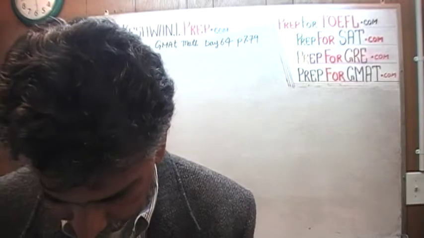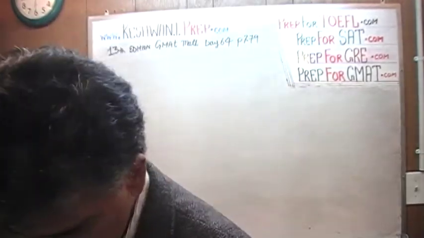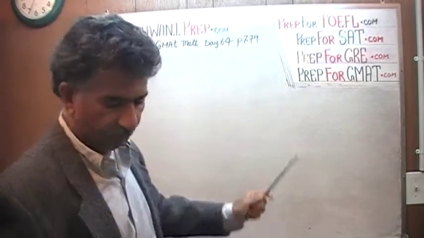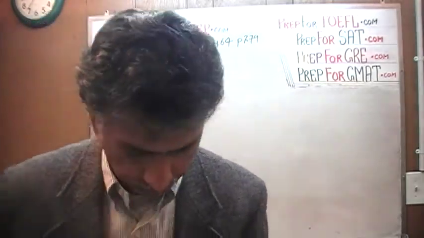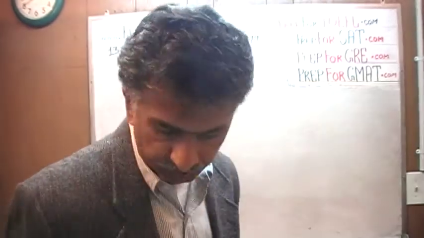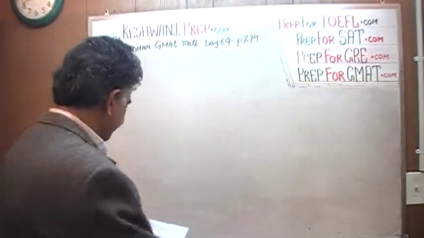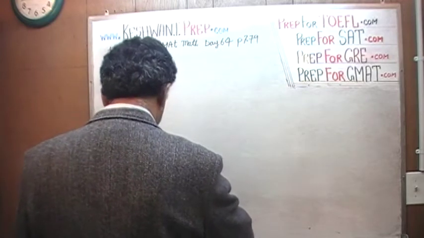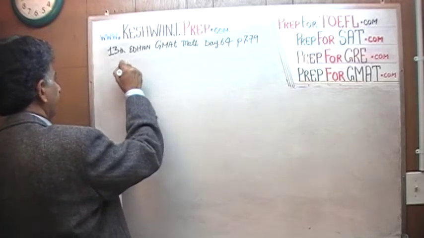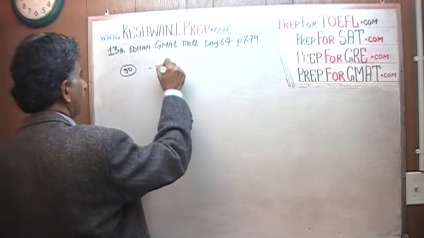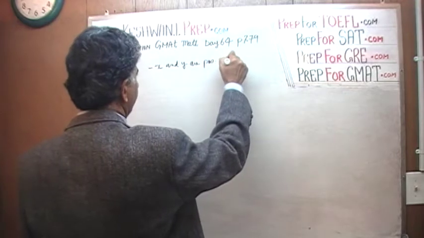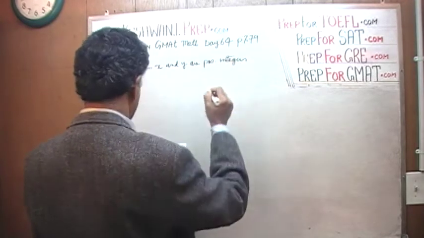The problem that we are about to solve is the one that you will find on page number 279, and today is our lesson number 64. Page 279, problem number 50 is the one we're going to do, the very first problem that you see in the second column. Number 50. We are told that x and y are positive integers.